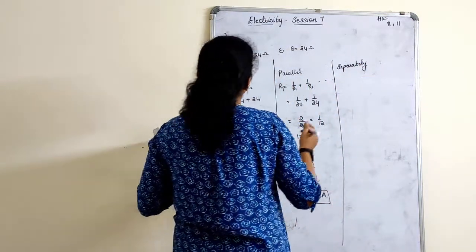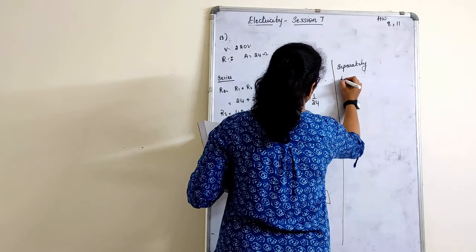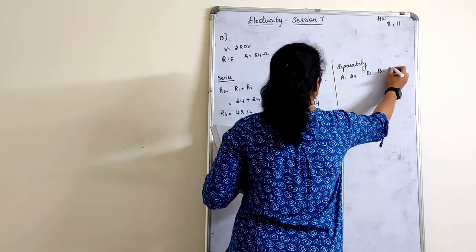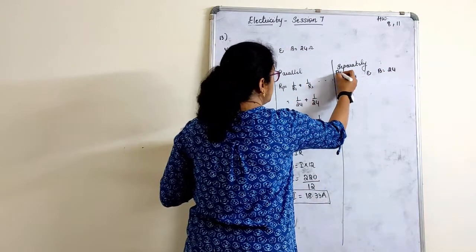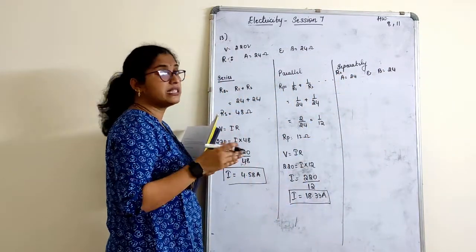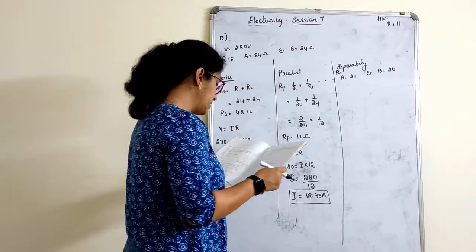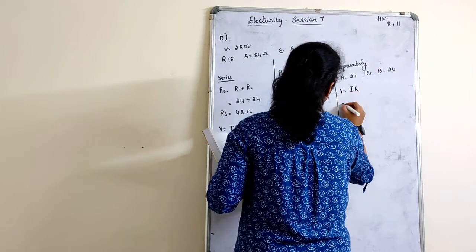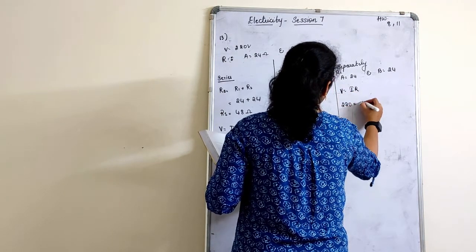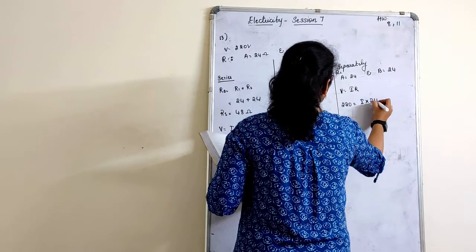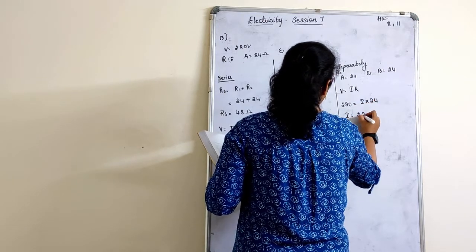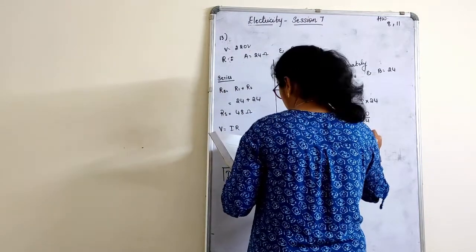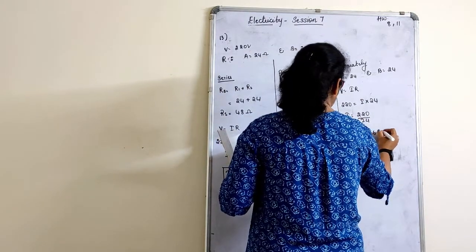Okay, so when they are connected separately, A is equal to 24 and B is equal to 24. You can choose either one of the resistances, it will be the same across A as well as across B. V is equal to IR, so 220 is equal to I into 24. I is equal to 220 by 24. The current is 9.166 amperes.